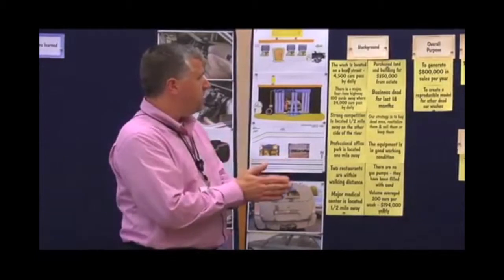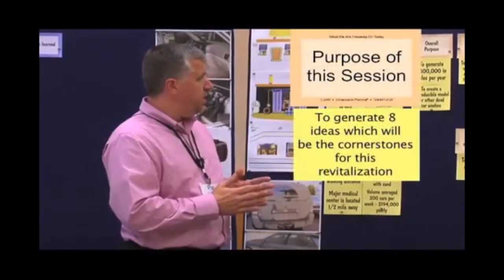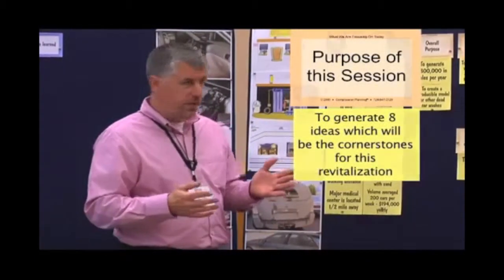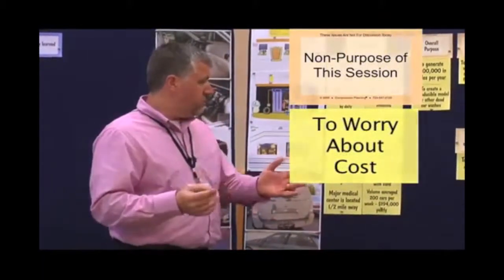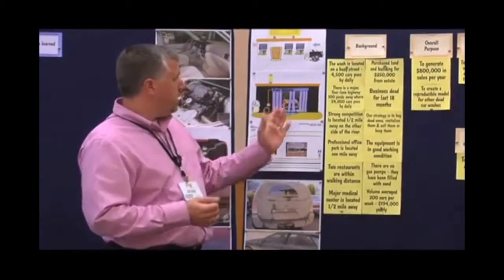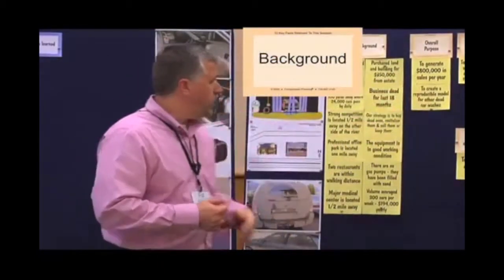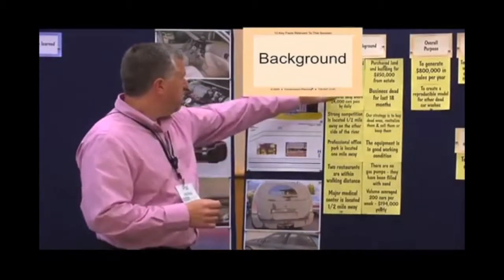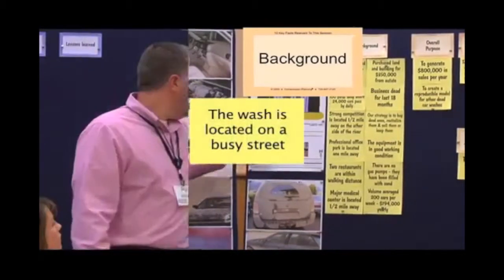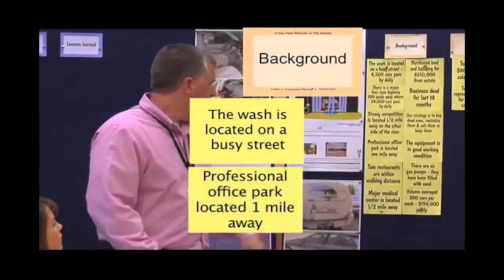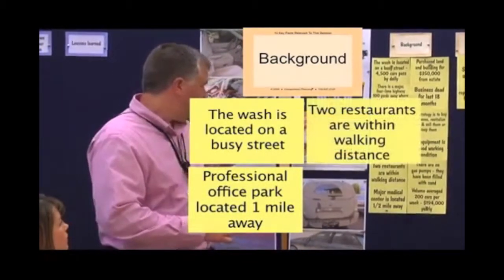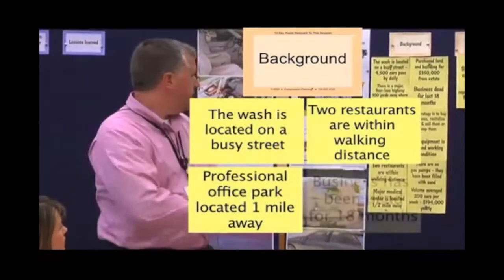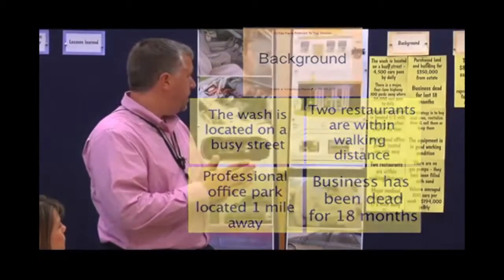The reason that you all are sitting around this table right now, the purpose of this session, is to generate 8 ideas which will be the cornerstones for this revitalization. The non-purpose at this point in time is to worry about costs. Now here's some background I think that's helpful to know while we go out and look at these cornerstones. The wash is located on a busy street. There's a professional office park located down the way from our wash. It's about a mile away. There are 2 restaurants that are within walking distance. Business has been dead for the last 18 months.